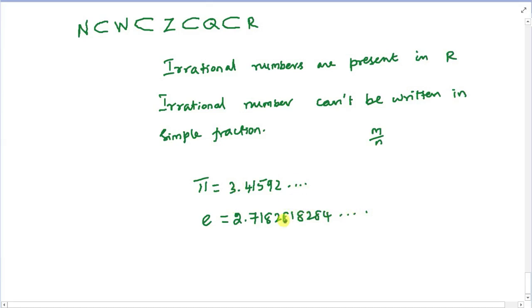They cannot be written in simple fraction, but the approximate value for pi is 22/7. It is not exactly equal to 22/7, only the approximate value. Then one more example, golden ratio, phi is equal to 1.618, etc. And what is this golden ratio?